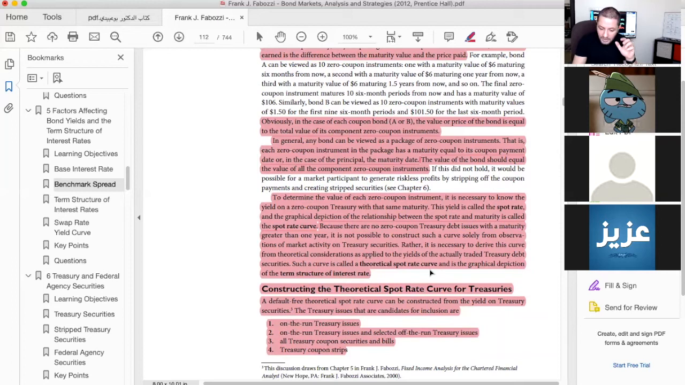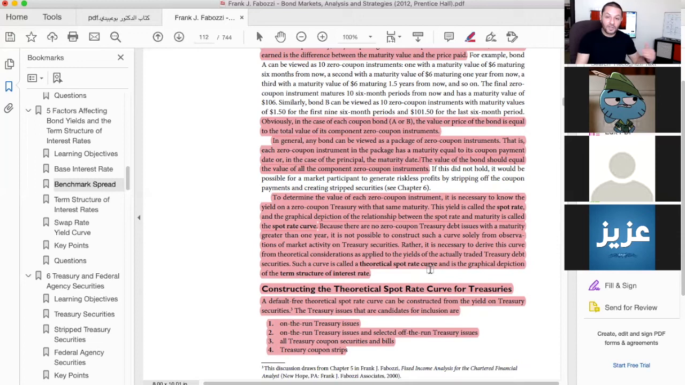Because there are no zero coupon treasury debt issues with a maturity greater than 1 year, it is not possible to construct such a curve solely from observations. The real challenge is that we cannot observe in the market zero coupon instruments for more than 1 year.